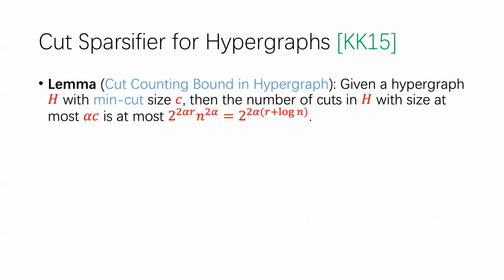Kogan and Krauthgamer generalized the cut counting bound to hypergraphs, which says that for any hypergraph H with minimum cut size c, for any constant alpha, the number of cuts in H with size at most alpha c is at most 2 to the 2 alpha r times n to the 2 alpha, which is equal to 2 to the 2 alpha times r plus log n.